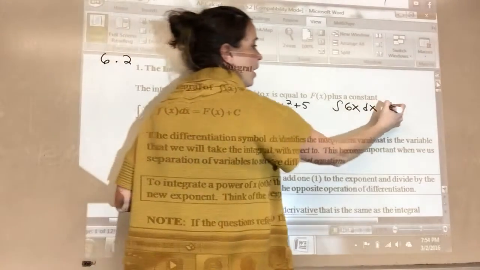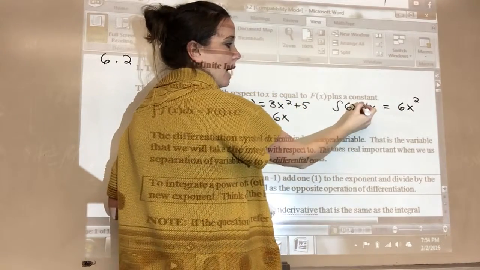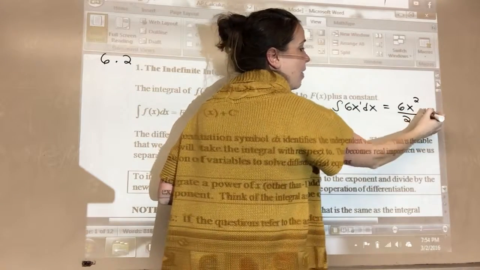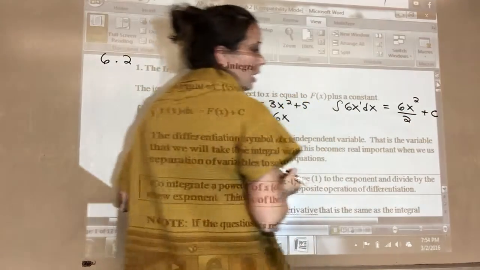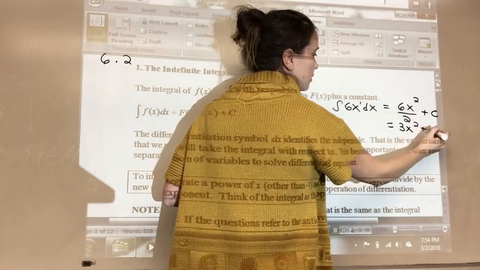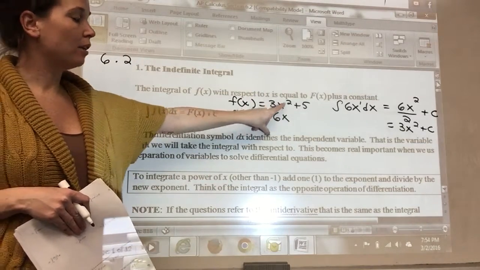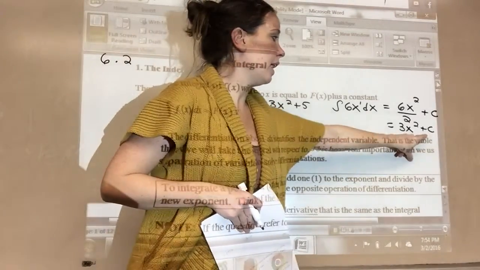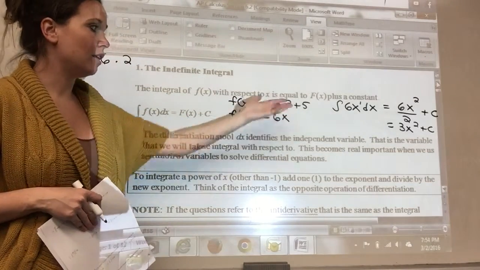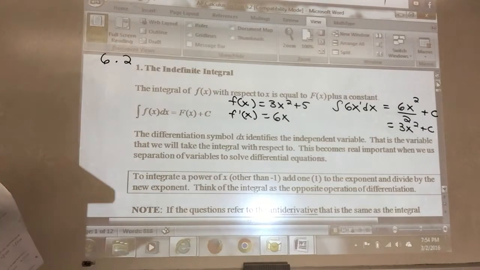So that would give me what? It would give me 6x squared because I'm adding 1 to my power. And then I divide by that, and then I always put plus c. When I reduce this, you see that I get 3x squared plus c. And if you look at my original function, there's the 3x squared, and that plus c takes care of the plus 5. If I don't put the plus c, you can see where we'll lose something. And that's why we have to worry about the plus c with integration.